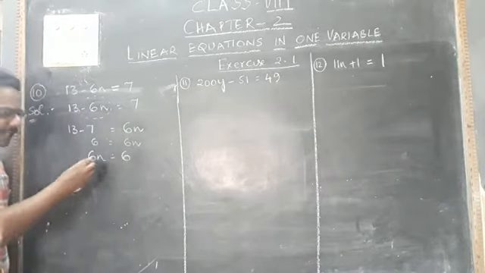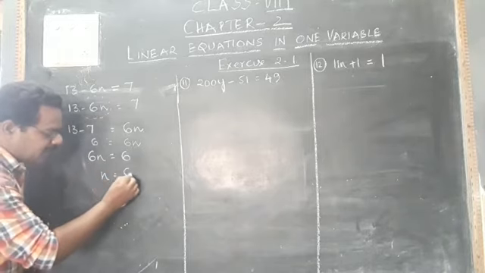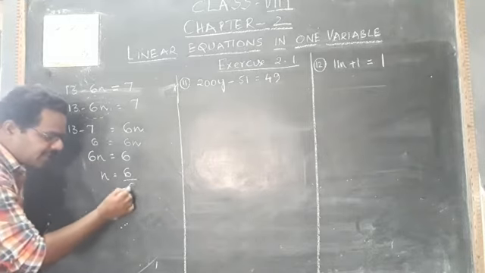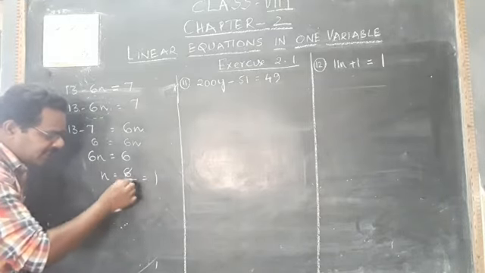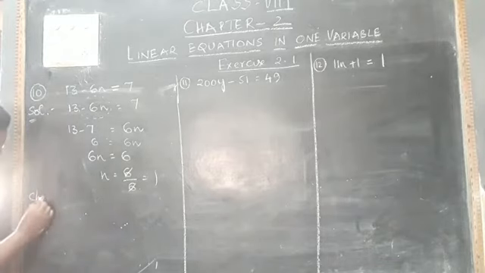For your convenience, I have written it here. 6n is equal to 6. Now 6n means 6 into n. So if you change multiplication to division, divided by 6, 6 by 6 is 1, 6 by 6 is 1, so n is equal to 1. Okay. For this n is equal to 1, we have to check.